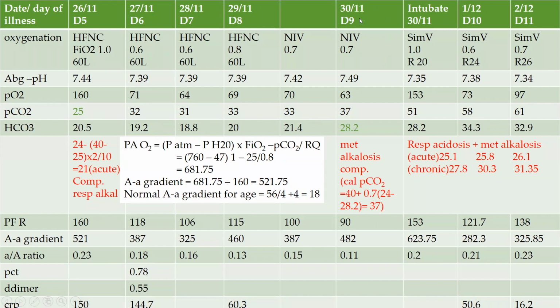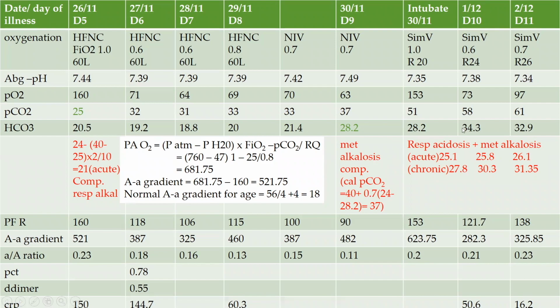Then on day 9 of the ABG, from here you can see a bit of alkalosis, and the bicarb is high, and the PCO2 is normal, so it's actually metabolic alkalosis. And for the compensation, what you can calculate using the PCO2 is actually showing compensated metabolic alkalosis.